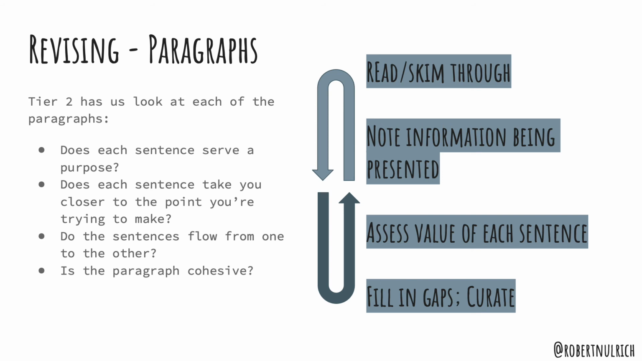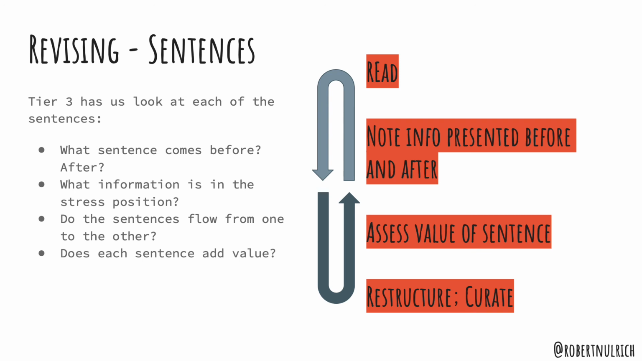You're assessing the value and point of each paragraph in the statement. The second to last tier has us look at each of the individual sentences. From the previous tier, you should already know what the point of each paragraph you're trying to make is, so you should be making sure that all of the information that you're presenting in each paragraph is supported by each of the sentences that you're writing.